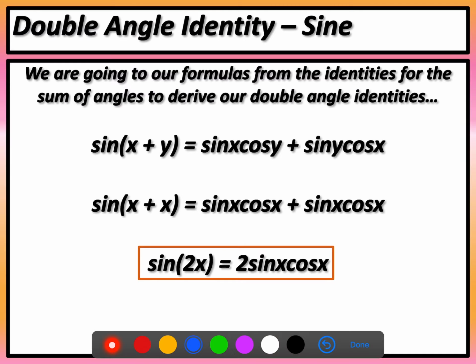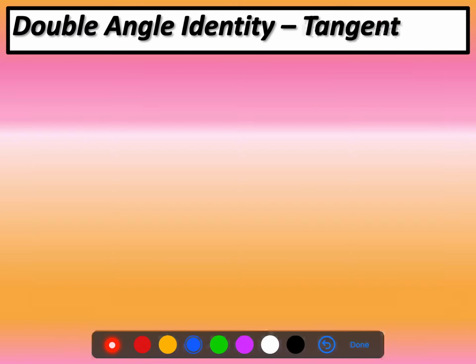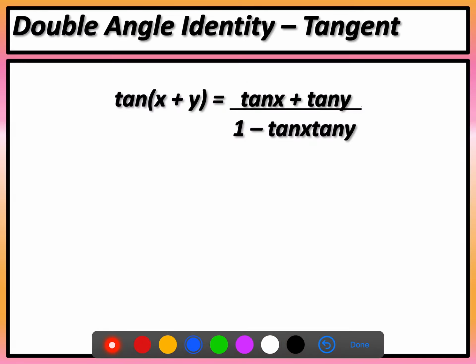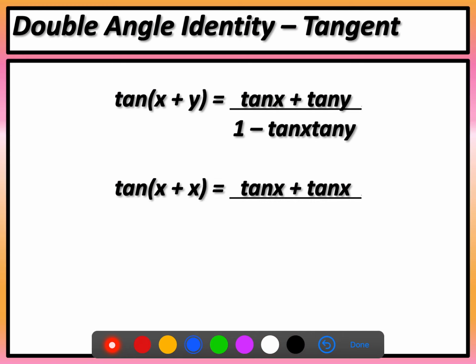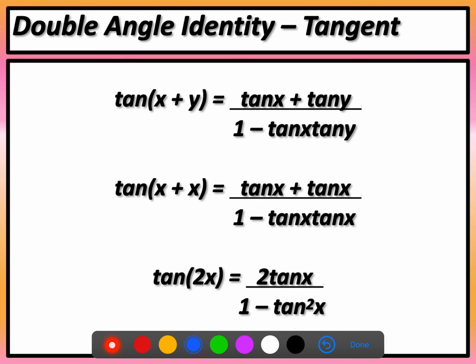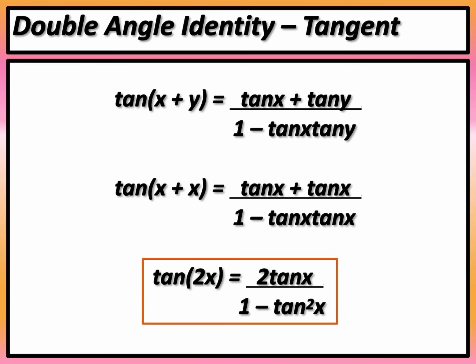Similarly, for cosine and tangent, we're going to do the same thing where we swap out the addition of two different angles for the addition of the same angle. And then we end up with some like terms that we can add together in the numerator here, and in the denominator we can multiply. So that's our tangent double angle identity.